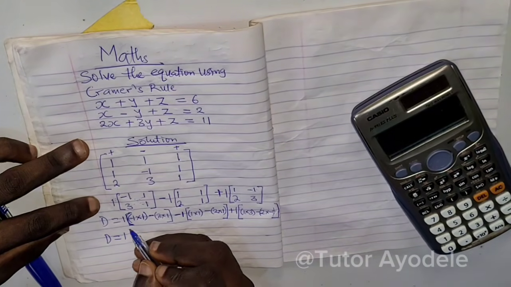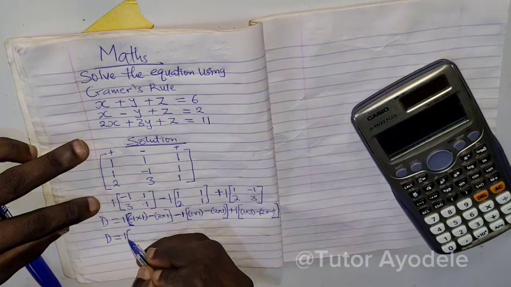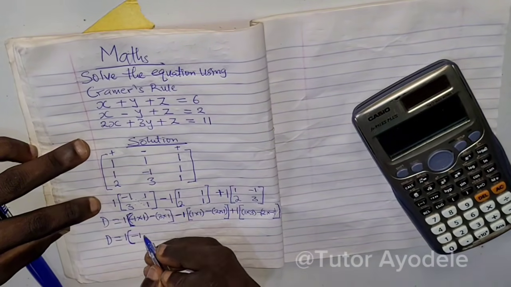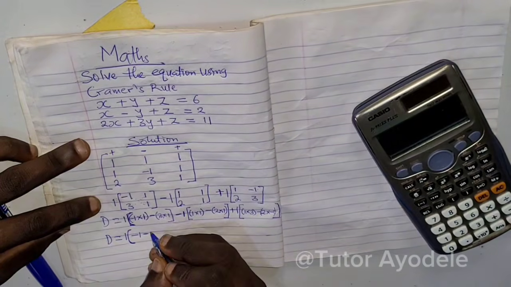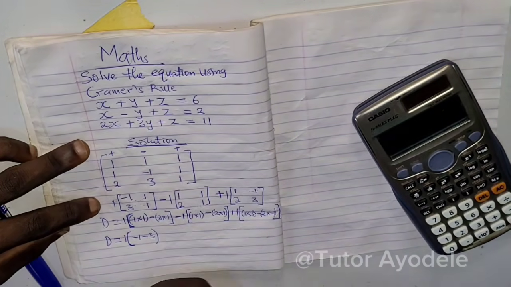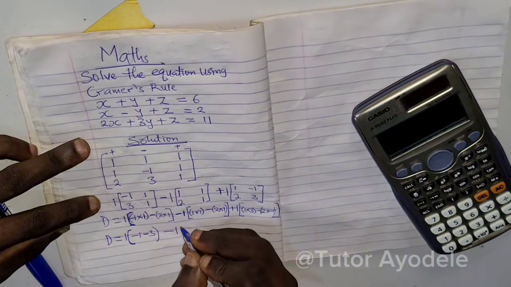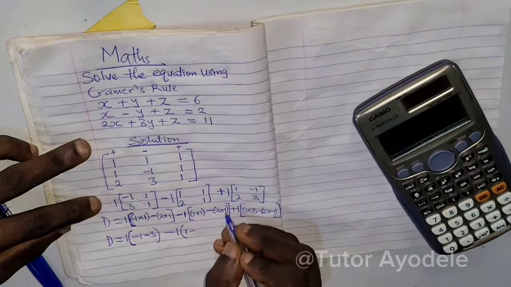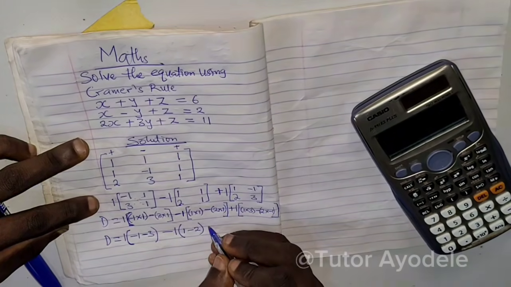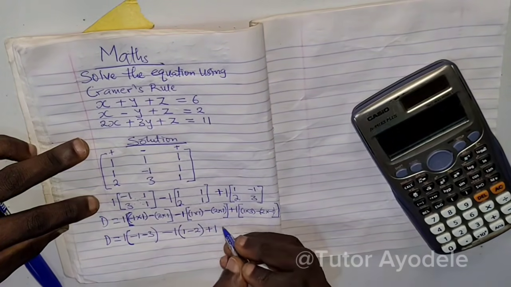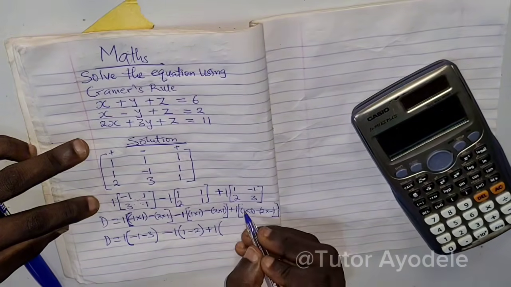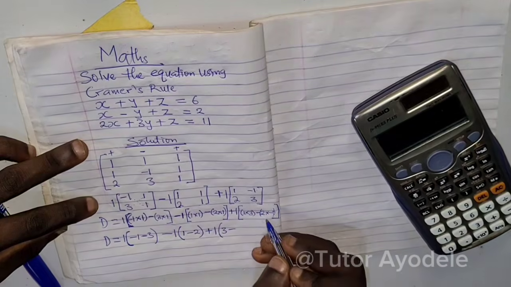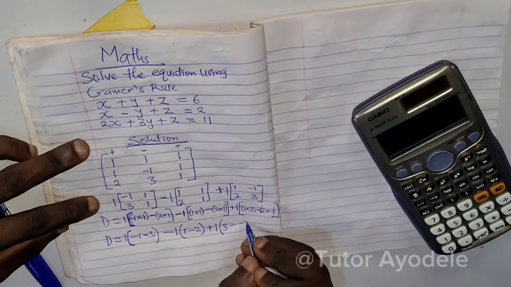into brackets minus 1 times minus 1, that will be minus 1, minus 3 times 1 will be what? 3. Okay? Minus 1 into bracket. 1 times 1 is 1, minus 2 times 1 is what? 2, plus 1 into brackets. 1 times 3, 3, minus, this minus is this. 2 times minus 1 will give you minus 2.